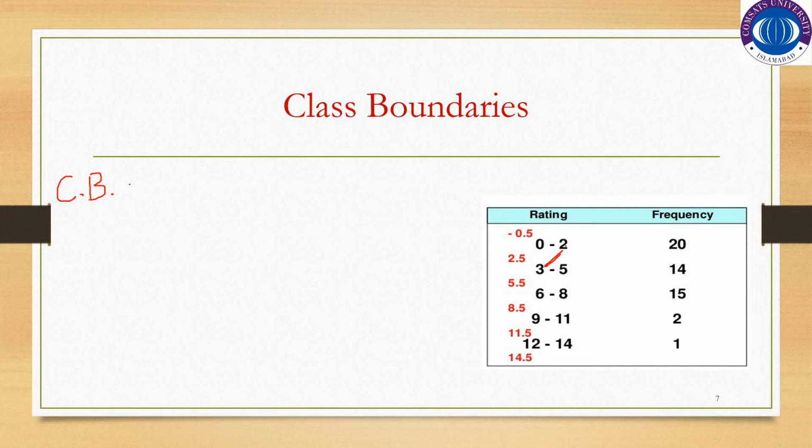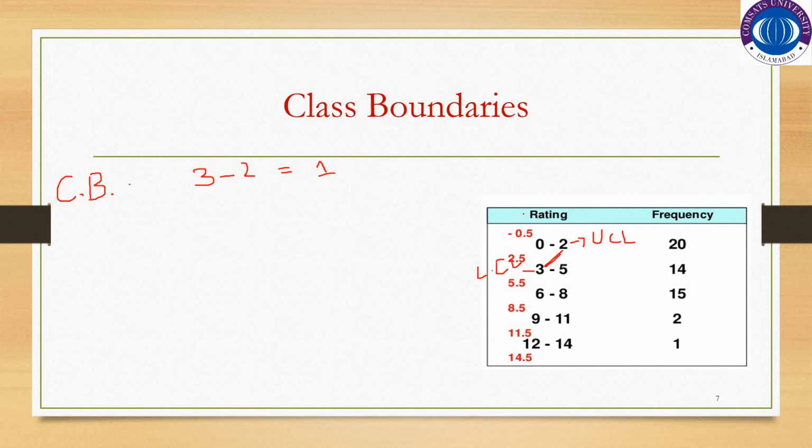Now take the upper class limit of the previous, preceding class, and the lower class limit of the next, exceeding class. We will calculate the difference of these two. The difference will be 3 minus 2, which is equal to 1.